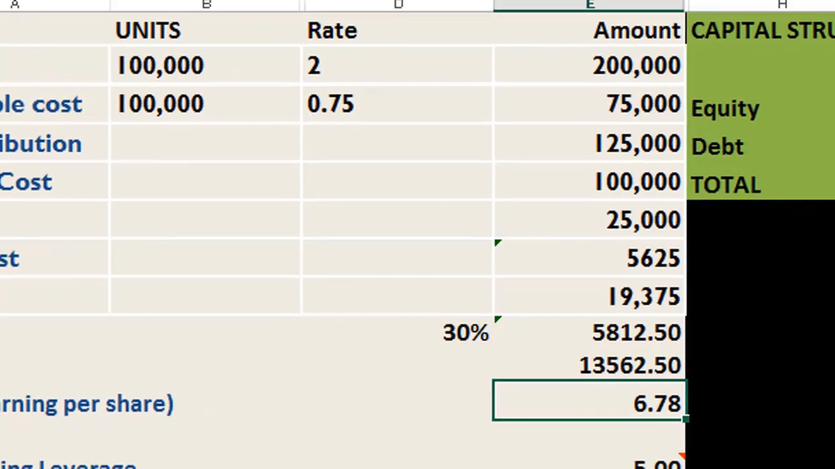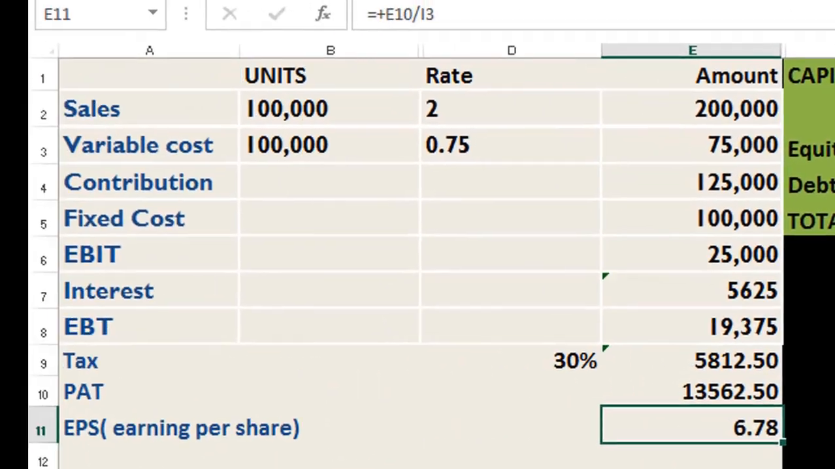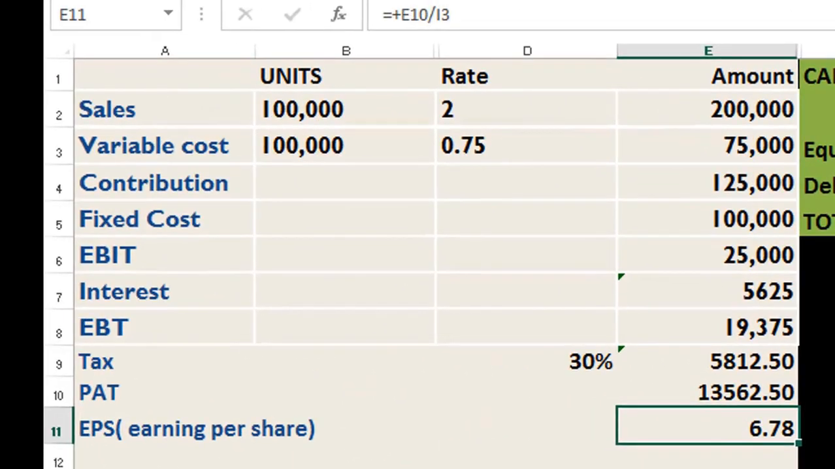If you look at the right hand side of the Excel sheet, the capital structure of the company is given. The company has financed its operations through equity and debt. So there are 2,000 shares the company has issued at a face value of 10. So the total amount collected from equity shareholders is rupees 20,000. And the company has taken a loan from a bank at the rate of 11.25%. So the debt is 50,000 and the total capital of the company is 70,000. Now coming back to the income statement of this company, the interest has been calculated as 5,625, which is based on 11.25% of 50,000.